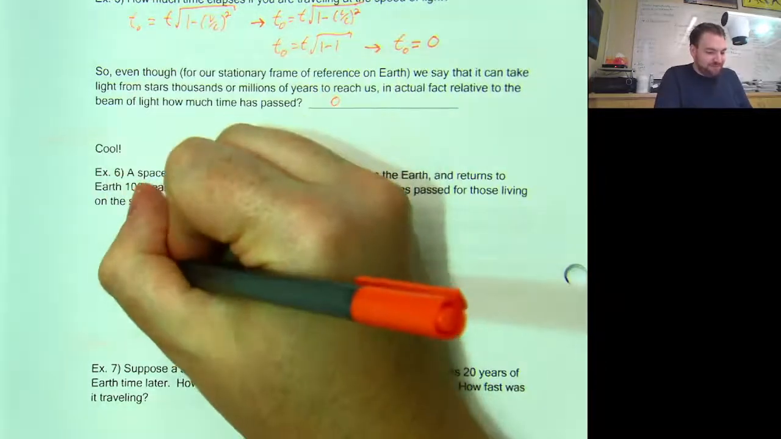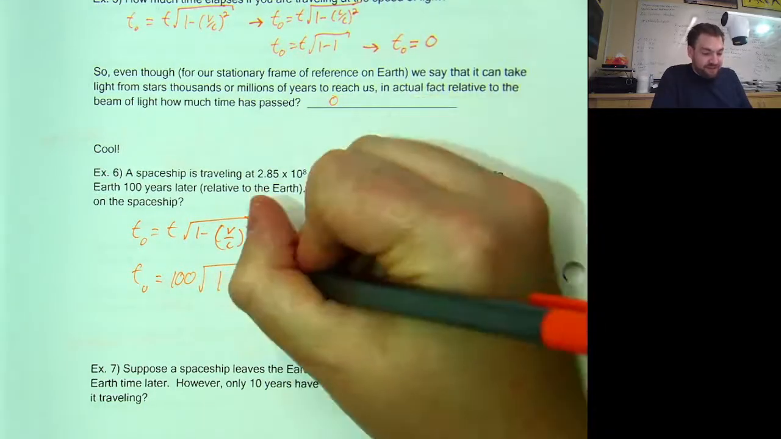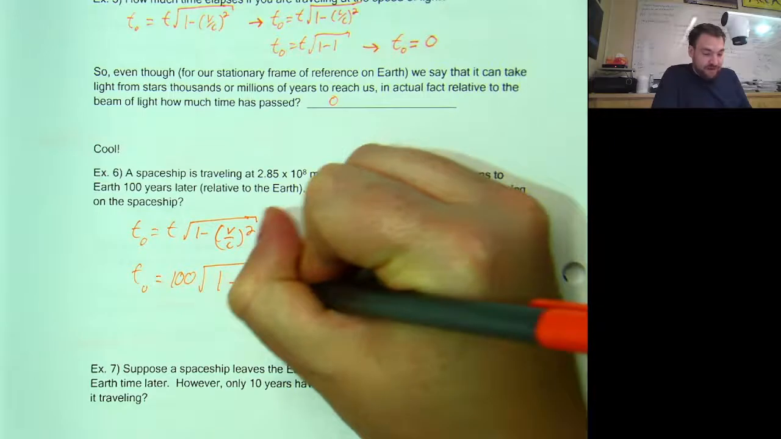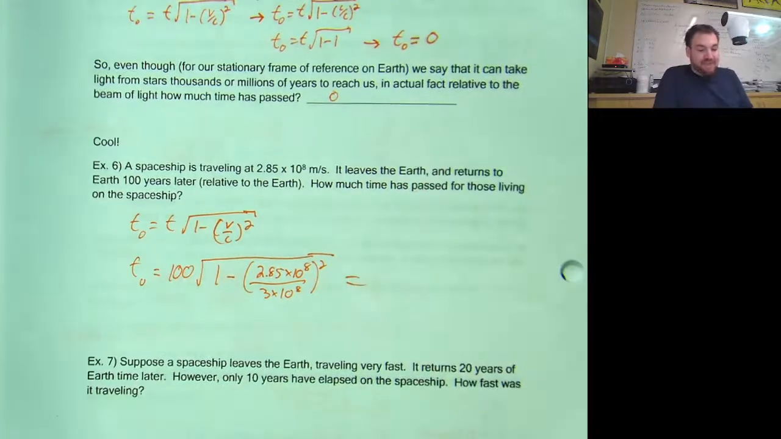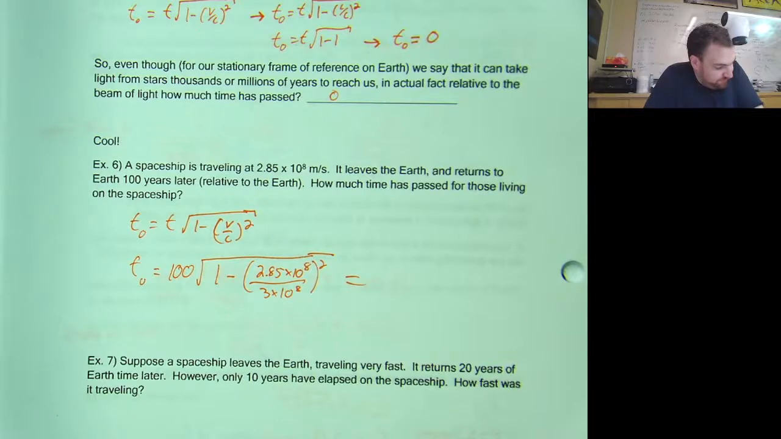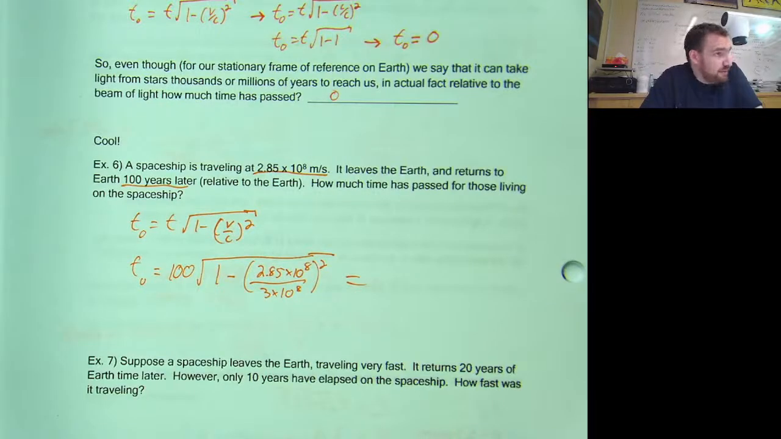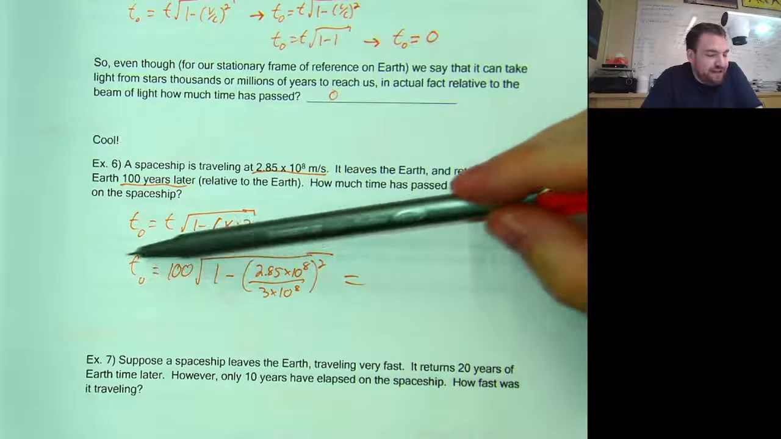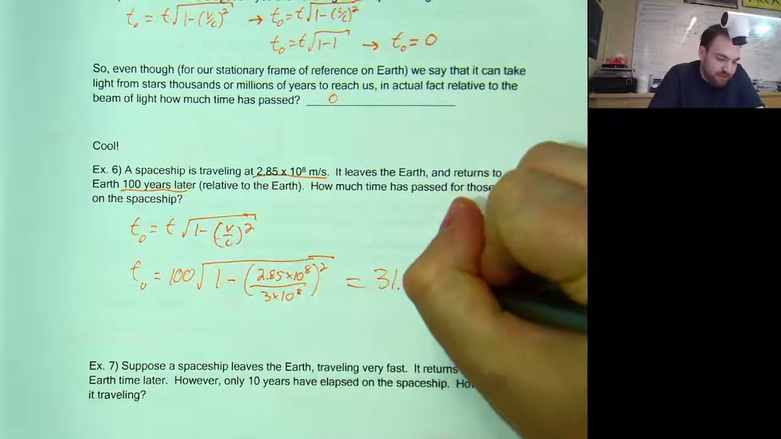This is T, 100 years have passed on Earth. 1 minus 2.85 times 10 to the 8 divided by 3 times 10 to the 8, all squared. How much time has passed on the ship? Standard scientific units is seconds, but as far as the time relates here, it's years by some constant. 31 years. 0.2 years.